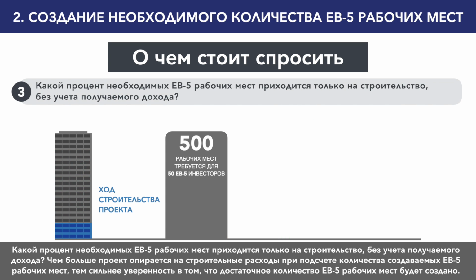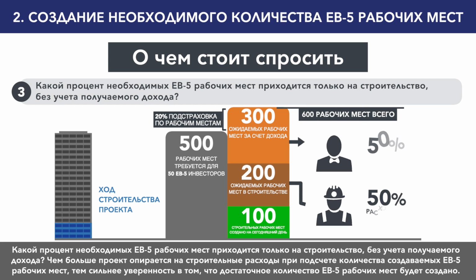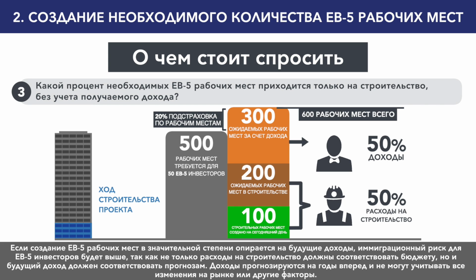What percentage of the required EB-5 jobs come from construction alone, not revenue creation? The more a project depends on construction spending alone for EB-5 job creation, the greater the certainty that a sufficient number of EB-5 jobs will be created. If EB-5 job creation depends on future revenues, the immigration risk to EB-5 investors is higher because not only must the project's construction spending match its budget, but the project's revenues must meet expectations. Revenues are projected years into the future and may not adequately account for changes to the market or other factors.